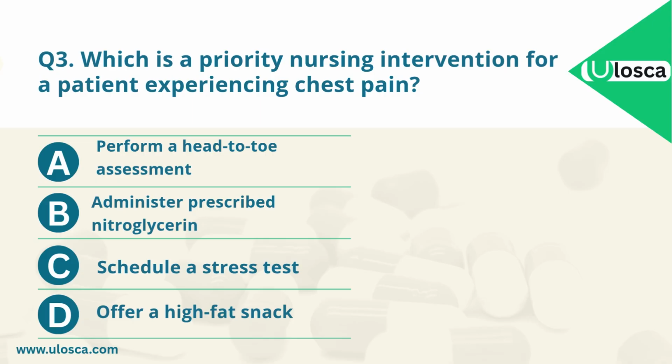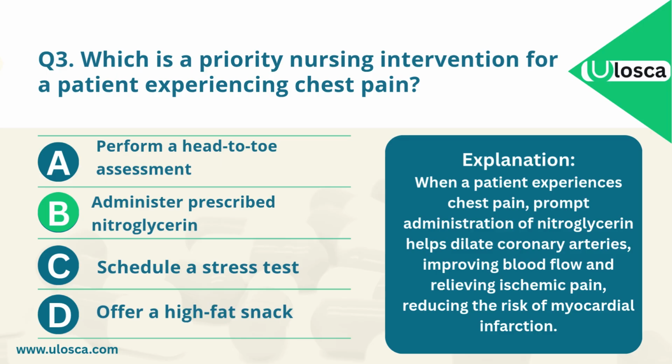The correct answer is B. Administer prescribed nitroglycerin. Explanation. When a patient experiences chest pain, prompt administration of nitroglycerin helps dilate coronary arteries, improving blood flow and relieving ischemic pain, reducing the risk of myocardial infarction.